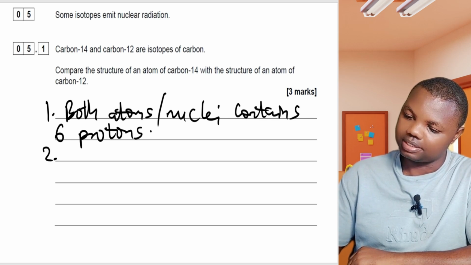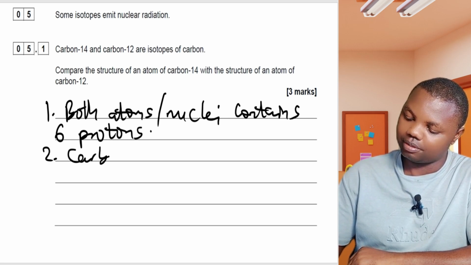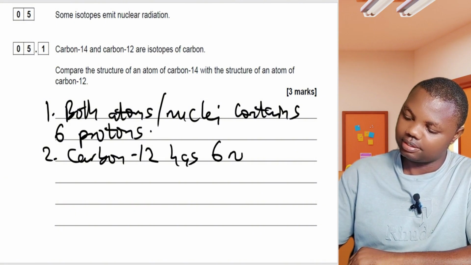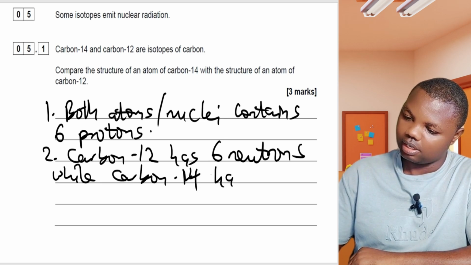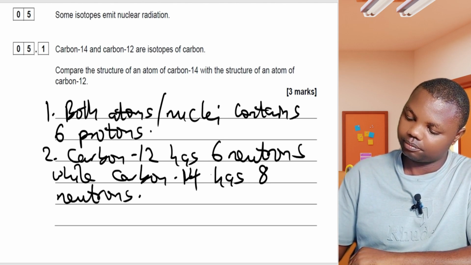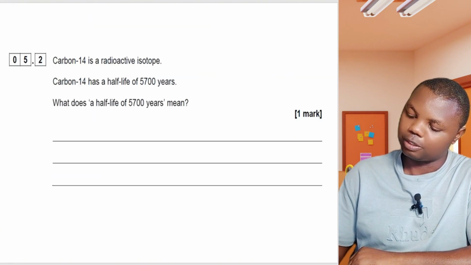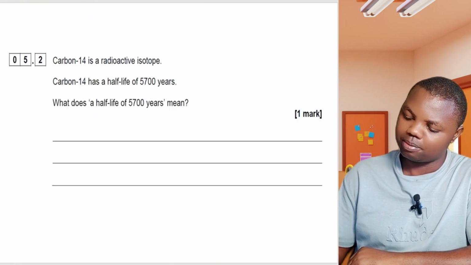And number two, we can say that carbon-12 has 6 neutrons, while carbon-14 has 8 neutrons. So number two, carbon-14 is a radioactive isotope.